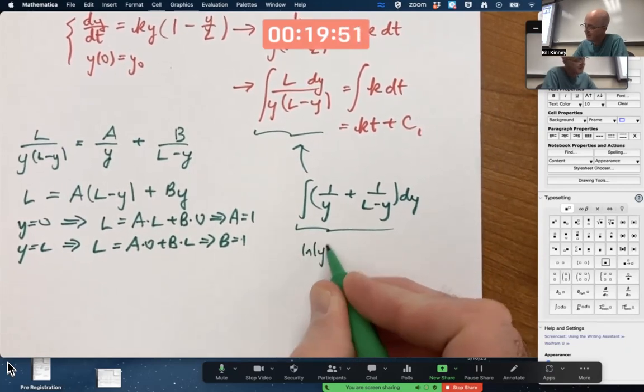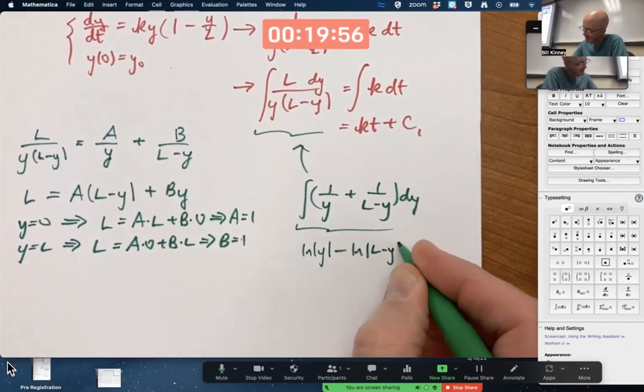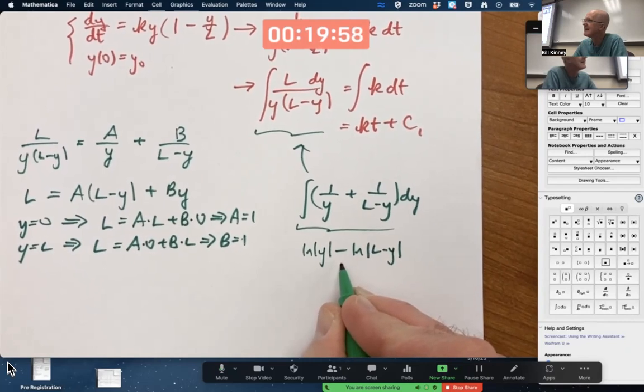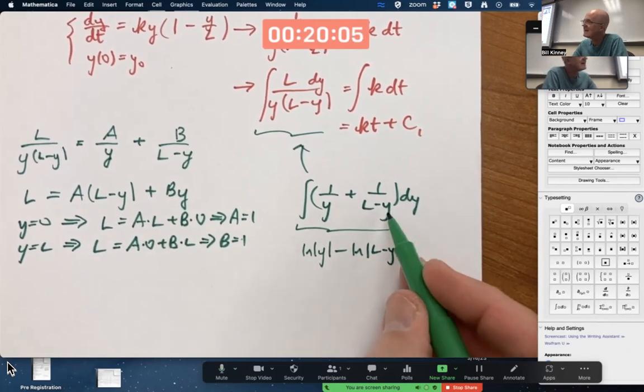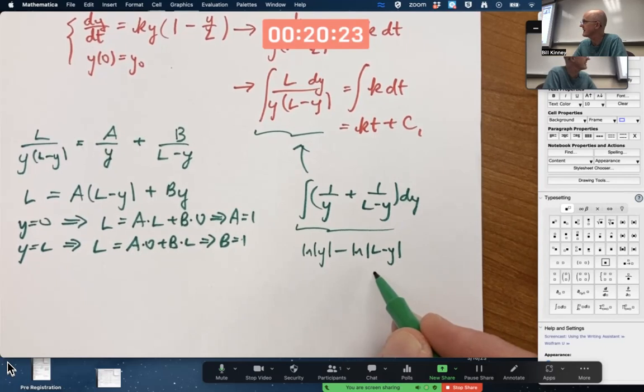Natural log of the absolute value of y. Careful though, minus the natural log of the absolute value of L minus y. Why is there a minus sign there? There's a minus sign there, that's why. If you thought about doing the integral of 1 over L minus y with a substitution, like w equals L minus y, dw would be negative dy. Another way to check that you need a minus sign there is to differentiate this. The chain rule would give you an extra factor of -1.